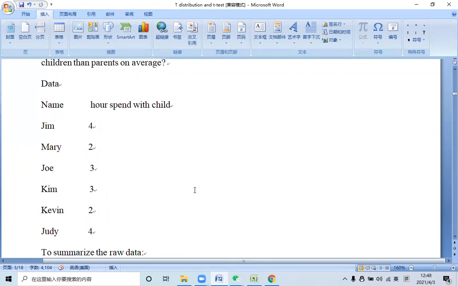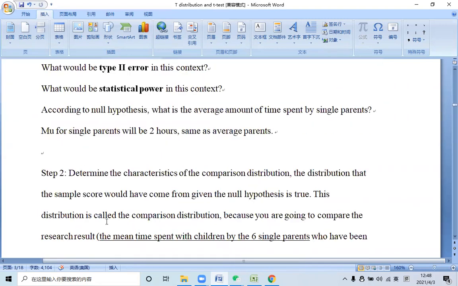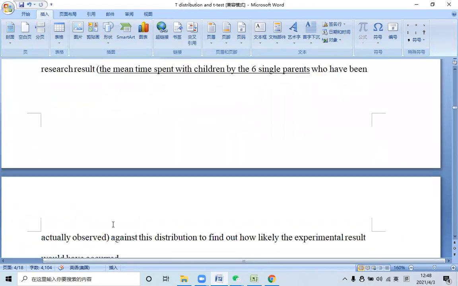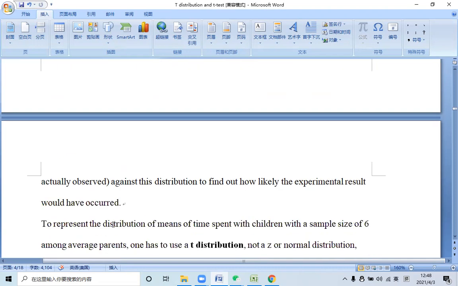The key thing is that we are starting with a null hypothesis. Although these 6 people come from the population of single parents, your null hypothesis says the 2 populations are the same. They are the same population. They don't differ from each other. Single parents and average parents, they are the same in how much time they spend with their kids. So this is really handy, that you can use the 6 people in your sample to estimate the population parameter of the average parents.